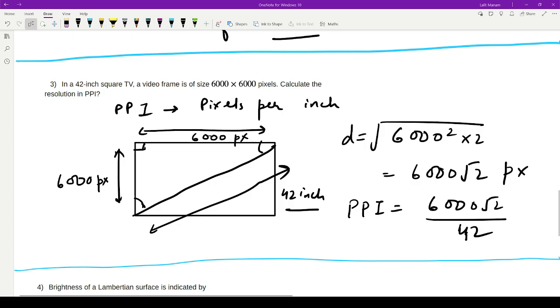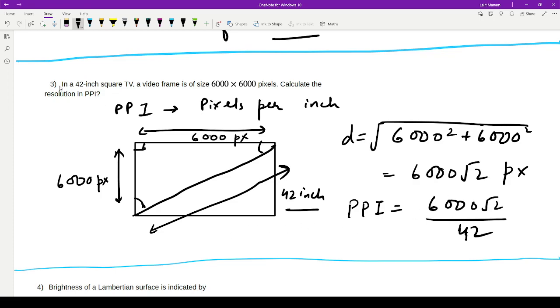Since it's a right angle triangle here, we can just compute the hypotenuse. Maybe I should write the full thing out here, might clarify things. It's just the base square plus the height square, which gives us the hypotenuse, which turns out to be 6,000 root 2 pixels. But this 6,000 root 2 pixels should be the same as this diagonal, which is 42 inches. So both quantities should be the same.